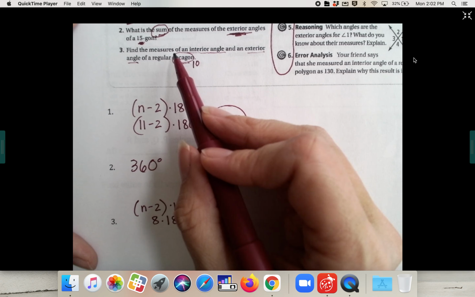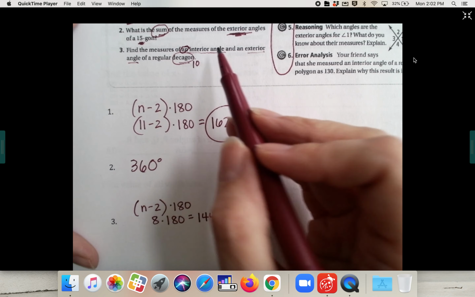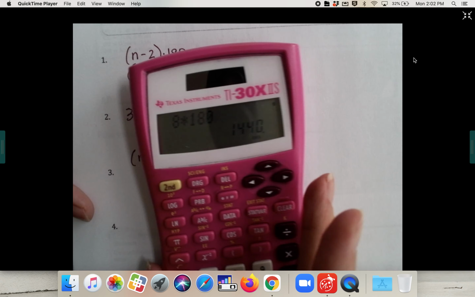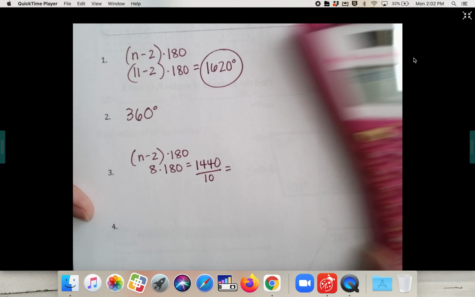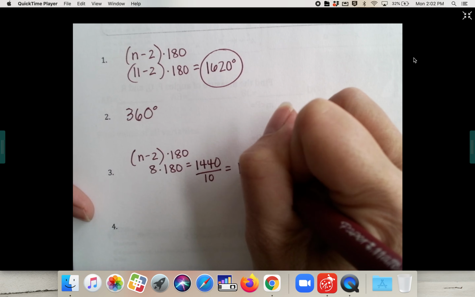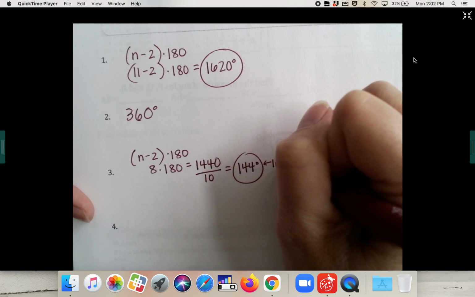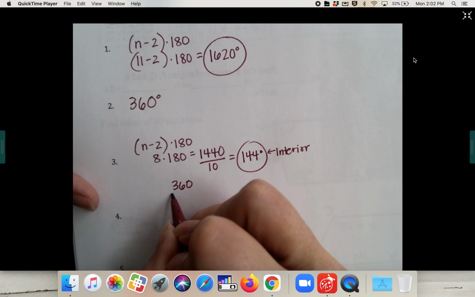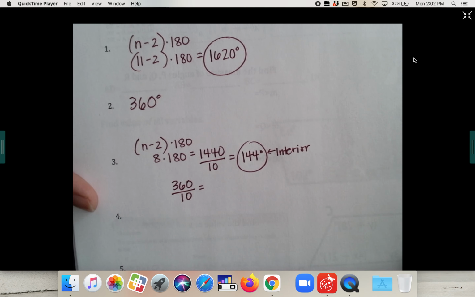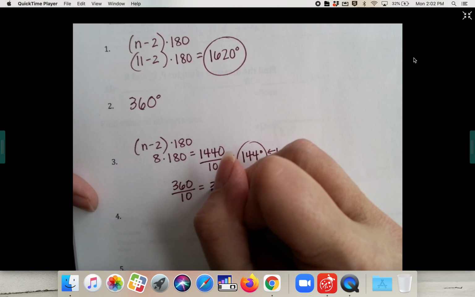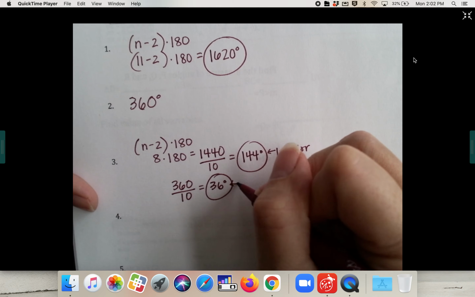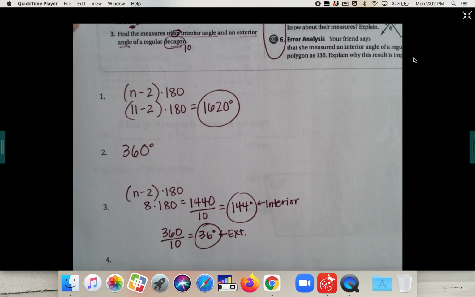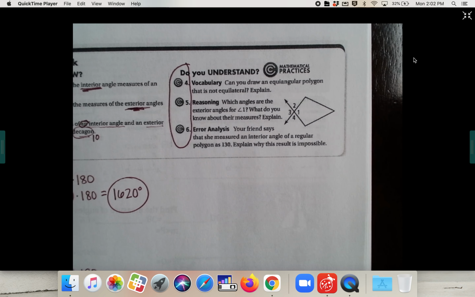It wants to know what an interior angle is. And so if it's 10 sides, I need to divide by 10 so that I can get just one. So divide by the 10 sides, each one is 144 degrees. And this is for the interior angle. Now let's do exterior. Exterior are always 360. We're going to divide by the 10 sides that there are, and that would be 36. So each exterior angle measures 36 degrees. All right, you feel free to try 4, 5, and 6 on your own.